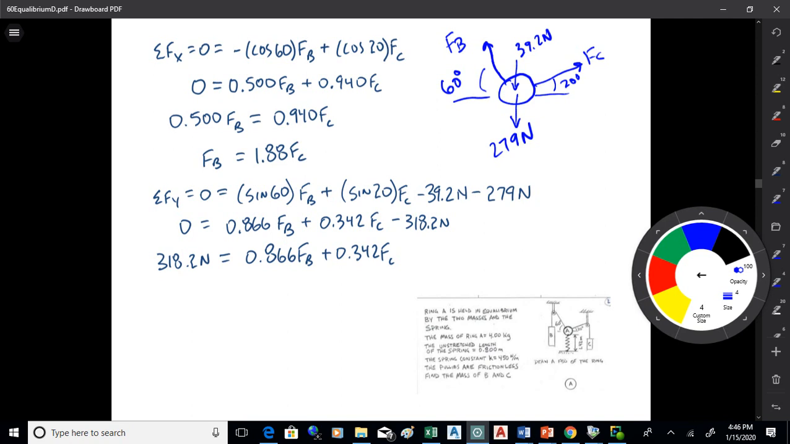So when I get that sorted out, I get the 279 and the 39.2. That gets me 318.2. I put that on the left side of the equation. It's positive when I take it over there. And when I do the trig, I get 0.866 FB plus 0.342 FC. And then I've got a substitution ready to go that I can plug right in there. So I can put that in for FB now, and then I'll solve for FC.